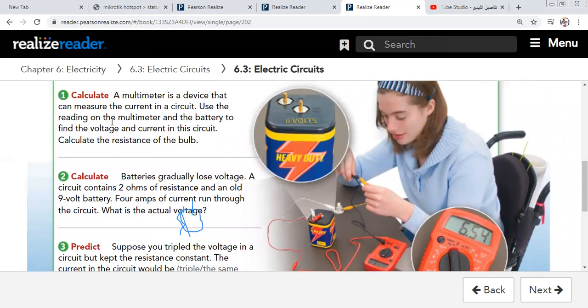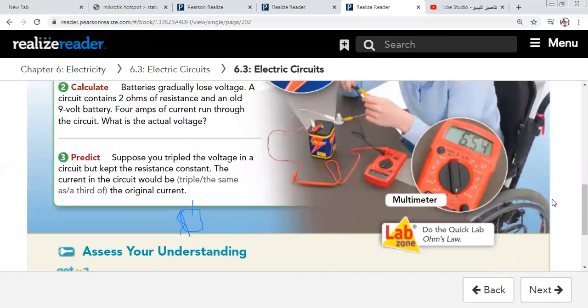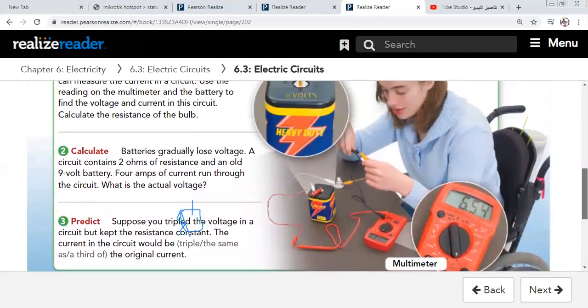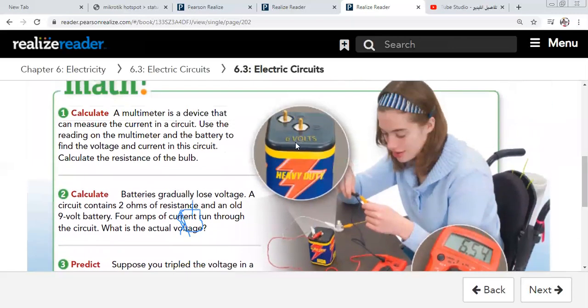Use the reading on the multimeter and the battery to find the voltage and current. Current equals 6.54, and the battery equals 6 volts. So the voltage equals 6, and the current is in the circuit. Calculate the resistance.